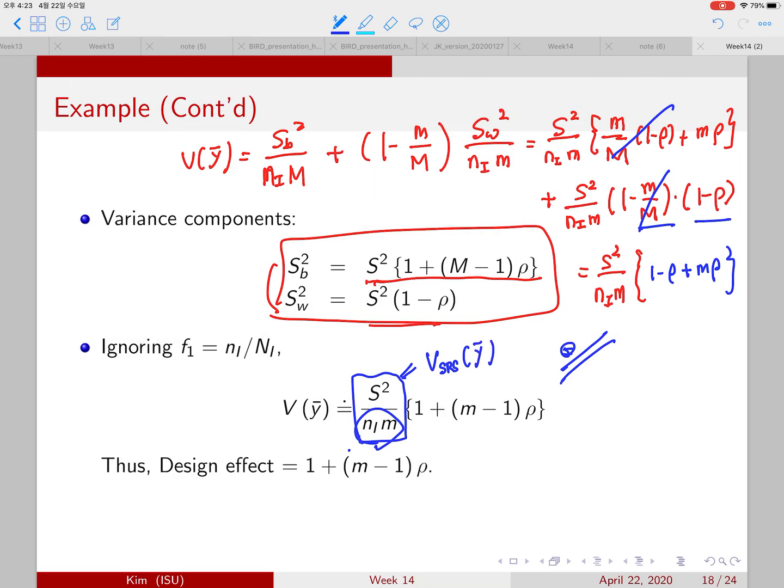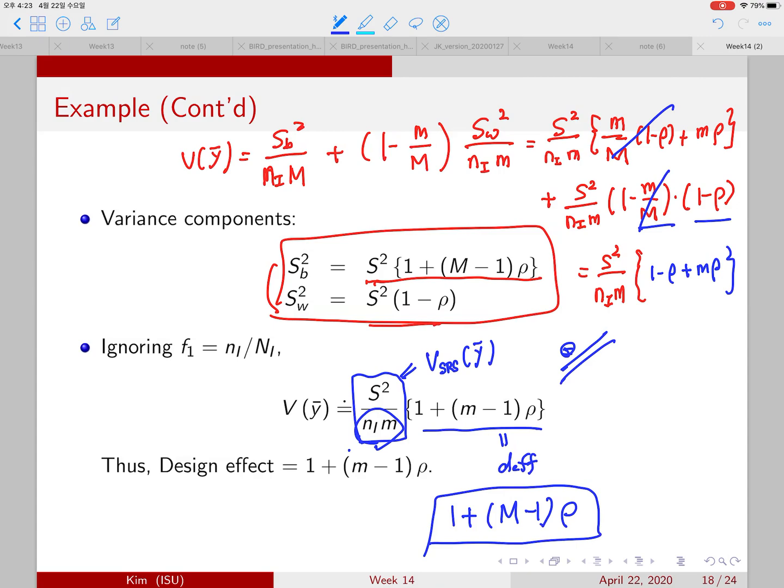And so that means this is a design effect. Remember that in the single stage sampling the design effect was like this. That was the design effect of a single stage sampling. So single stage sampling is nothing but m equal to M, which is this one, right? So this is more general, but for the special case of single stage sampling we have this result.